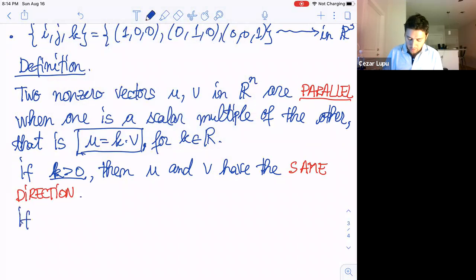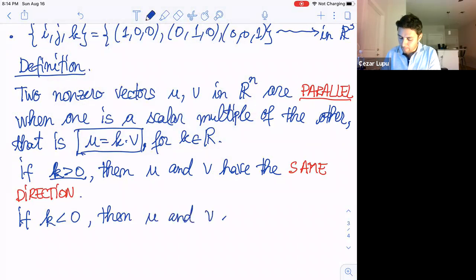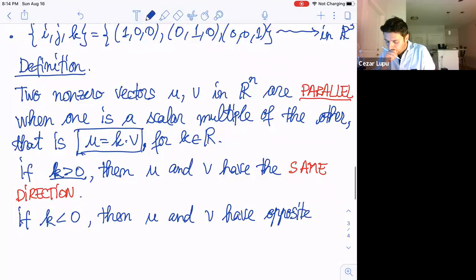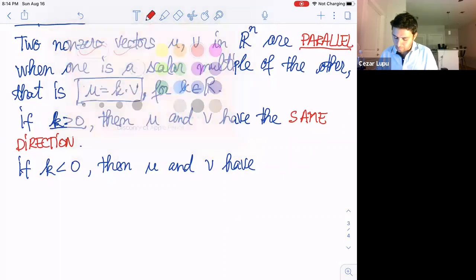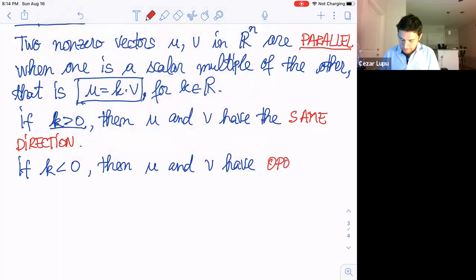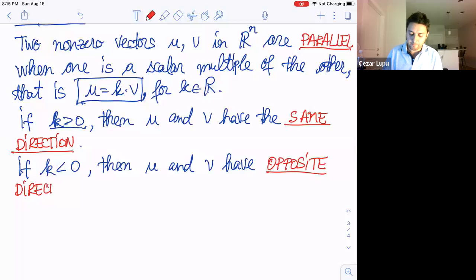And if the constant k is less than 0, then u and v, as you can imagine, have opposite directions.